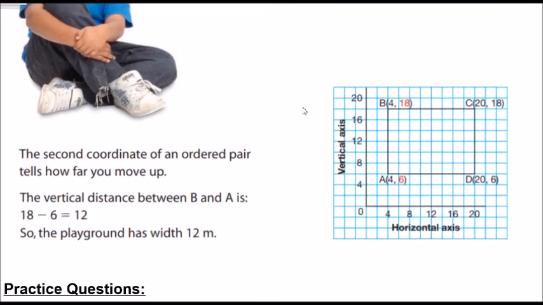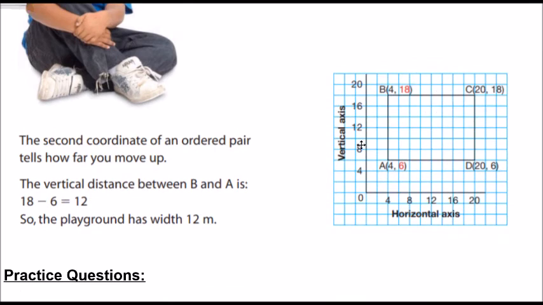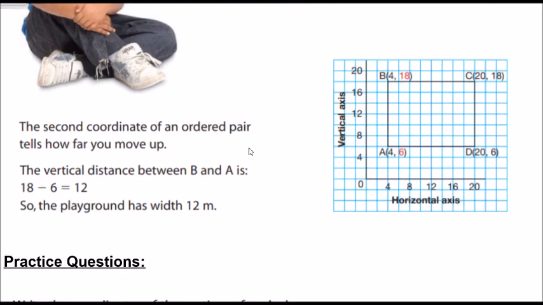I can do a similar thing with the second coordinate, or the output number. And so 18 minus 6 gives me 12, which is the width of my playground, 12 meters.